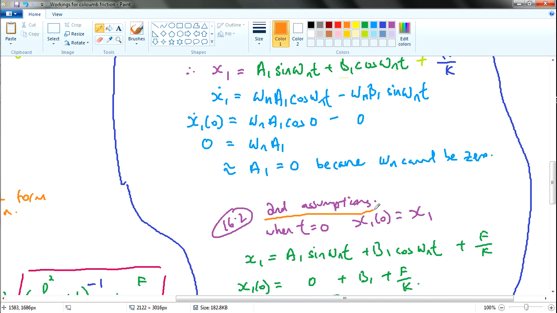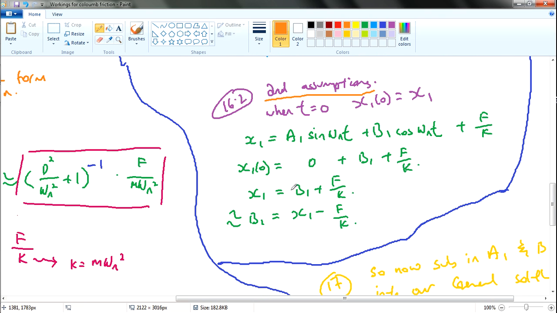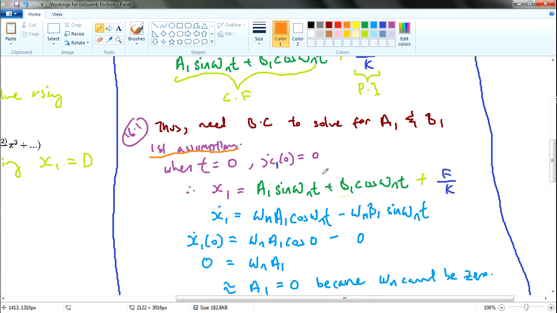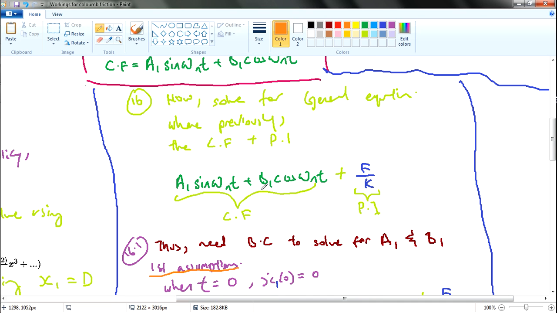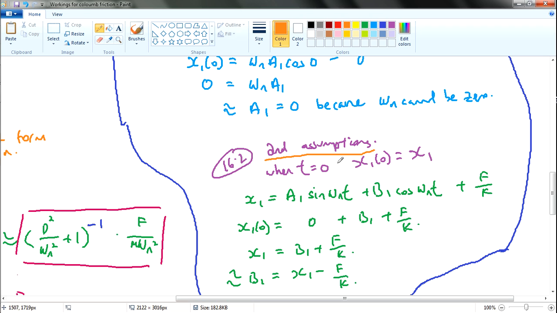Anyway, so second assumption. We solved for a1 already. Now we solve for our b1. Our b1 over here is actually when t is equal to 0. Same thing, before you release, your position is at x1.